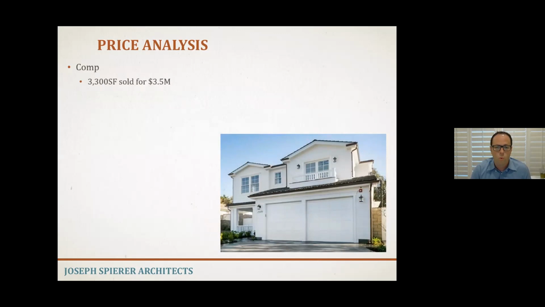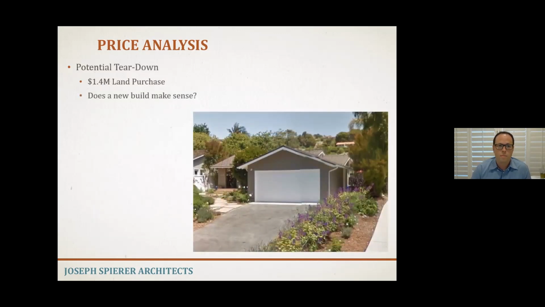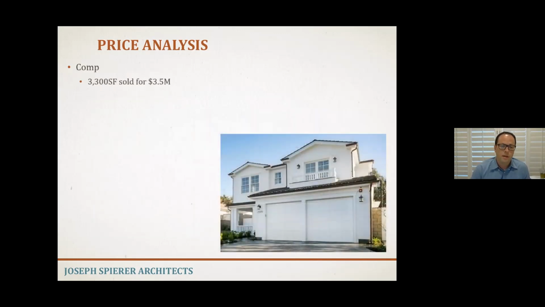So the best way to go about it is to, of course, look at comps in the area. Take a look at what else is available and selling for the price point that you ultimately want to sell it for or land at. So, imagine that you find a comp in the area for your $1.4 million teardown. You find a comp that is 3,300 square feet that sold for $3.5 million.